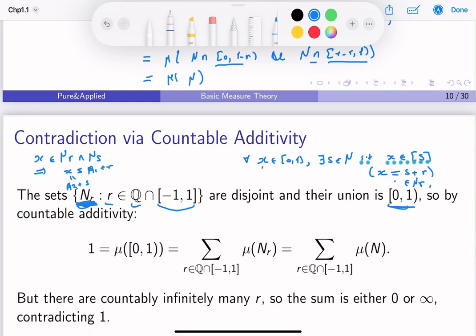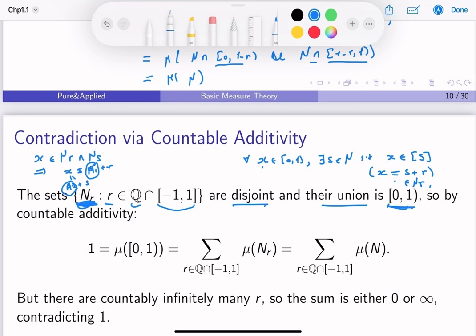I'll leave the technical details for you. But the point is, if x can be written in two ways like this, then the difference between n1 and n2 is going to be a rational number. But this means that n1 and n2 belong to the same equivalence class. But this cannot happen, okay? So I'll leave it to you to check the technical details. But the point here is that these sets N_r are disjoint, and their union is [0, 1]. In other words, they partition [0, 1].